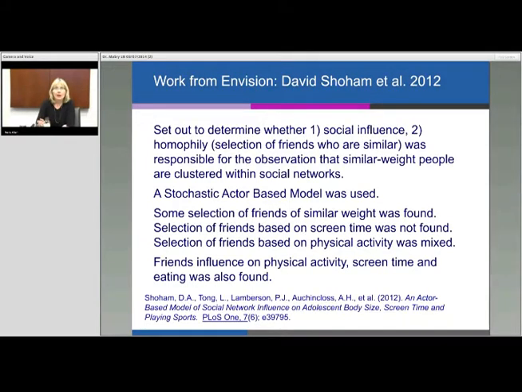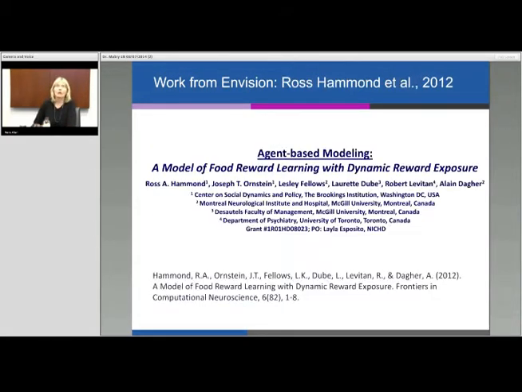So this is the next slide. It's out of Envision. One of our investigators is David Shoham, and he published a paper in 2012, references at the bottom of the slide. And this study set out to determine whether social influence or homophily, that is, selection of friends who are similar, was responsible for the observation that similar weight people are clustered within social networks. They used agent-based modeling and network analysis in this study. I think it's really important, and I cited it just this morning in a meeting that I was in, as a way of disentangling selection as a compound, selection bias. So I think it's a useful read for you all.